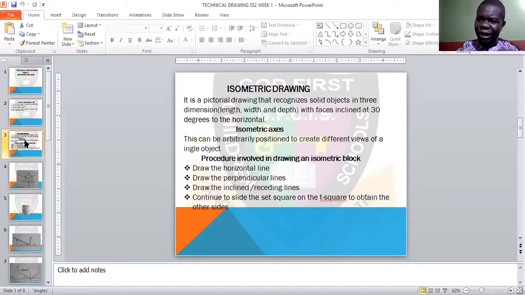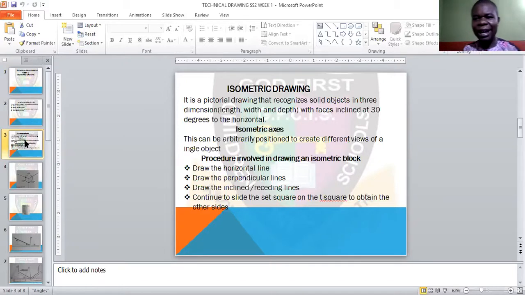Number one, you draw the horizontal line. We all know in our first term, second term, third term, whatever term in SS1 and 2, how to draw horizontal line, and then perpendicular lines. You know how to draw perpendicular lines, though I will show you some pictures and explain certain things to you after now. Then you draw the inclined or receding lines.